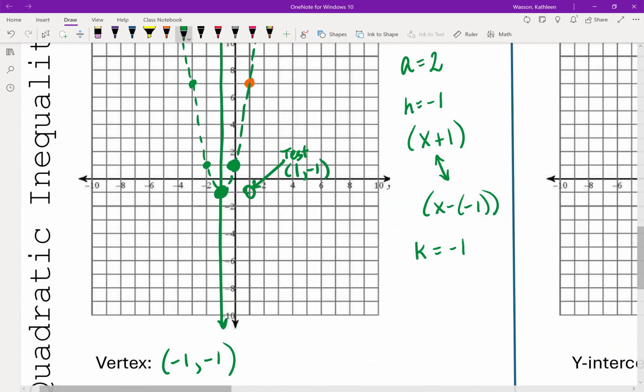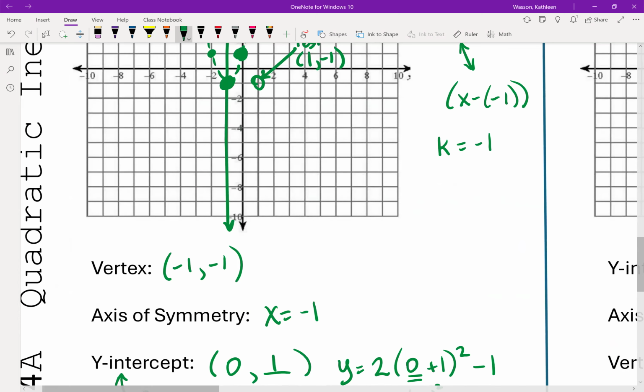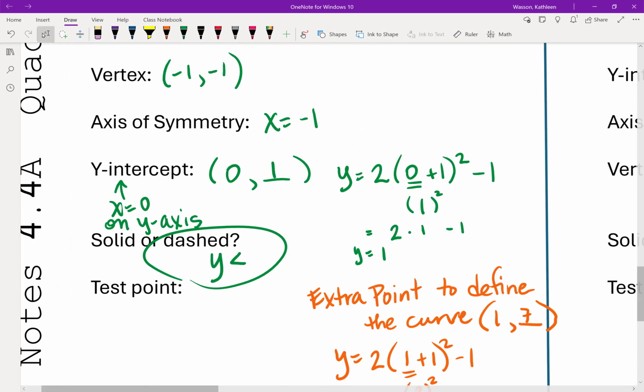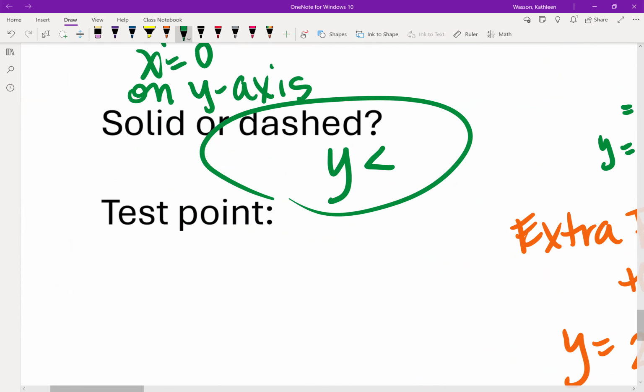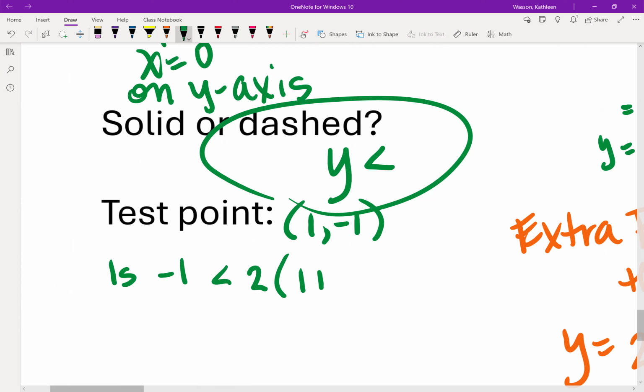So to test a point, you substitute the x and the y into the inequality, and we're just trying to see if the inequality is true. So I want to know for 1, negative 1, is negative 1, this is the y, less than 2 times 1 plus 1 squared minus 1.